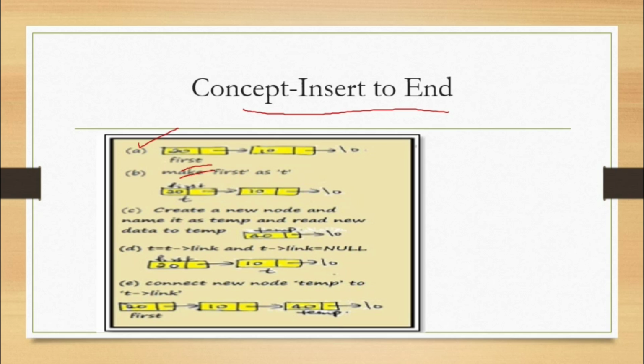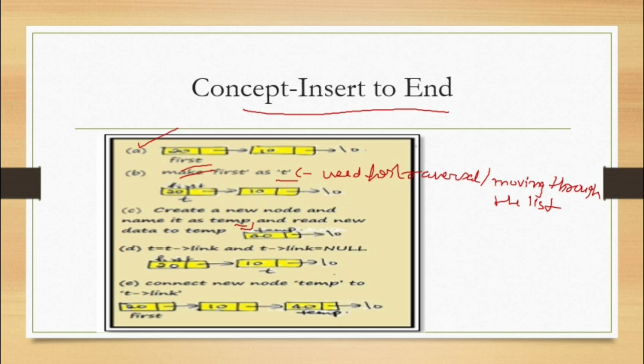And here we need to take one more variable called t, because this variable is used for traversal, in other words, moving through the list. When this t reaches the end, we need to connect this t to temp. So we create t and start moving it. In the meanwhile, we also have to create a new node called temp. We know that every new node we create is in the name of temp only.